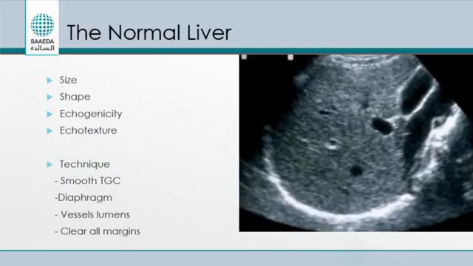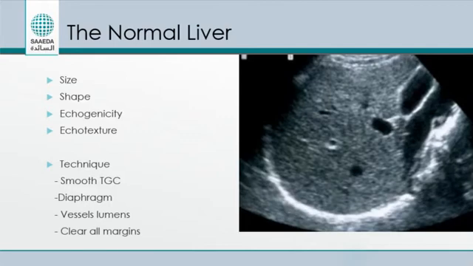Regarding the normal liver anatomy, first, everyone knows we have to check the obvious things: the size, the shape, the echogenicity, and the ecotexture. What I want to emphasize here is that echogenicity and ecotexture are two different things. Echogenicity means the level of brightness of the liver. Is it white? Is it black? Is it gray? What is the level? Is it normal or is it abnormal?